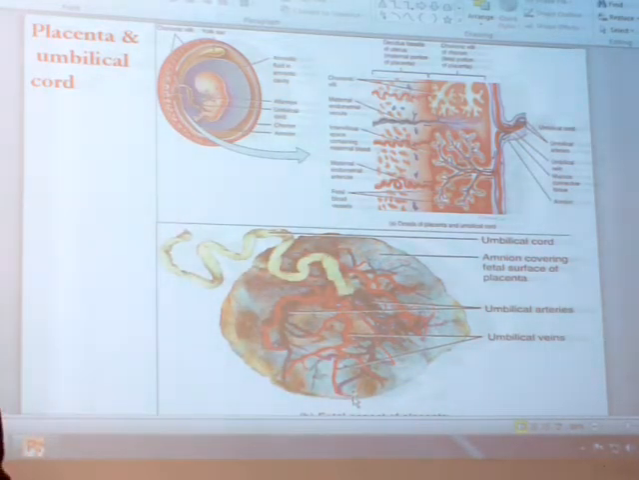Isn't it possible to have mixing at birth though? When the baby is born, once the placenta is broken. Yes, yes.